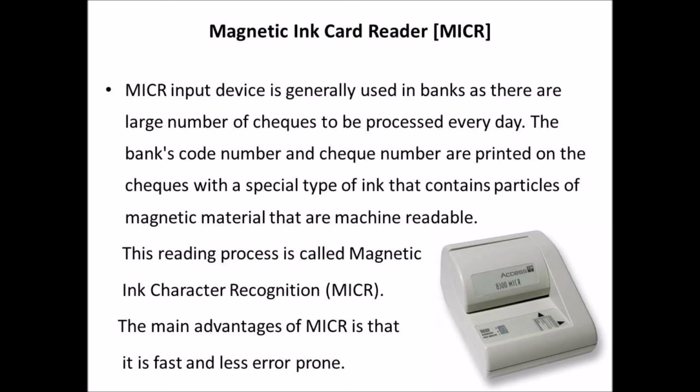Magnetic Ink Card Reader (MICR). MICR input device is generally used in banks as there are a large number of checks to be processed every day. The bank's code number and check number are printed on the checks with a special type of ink that contains particles of magnetic material that are machine readable. This reading process is called magnetic ink character recognition. The main advantages of MICR is that it is fast and less error prone.